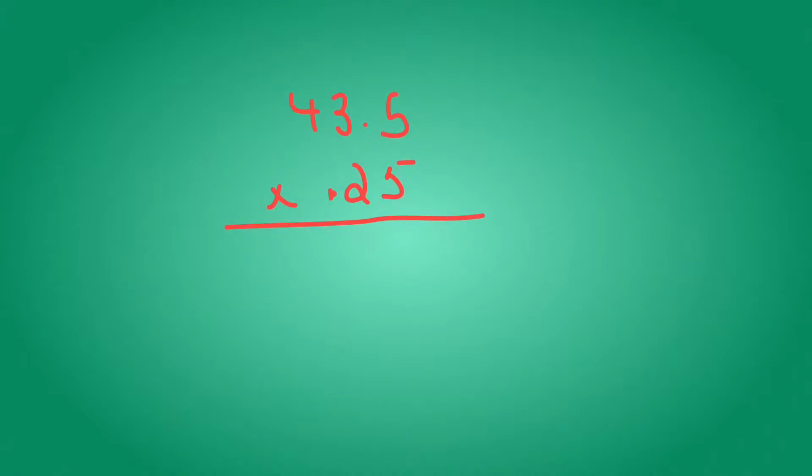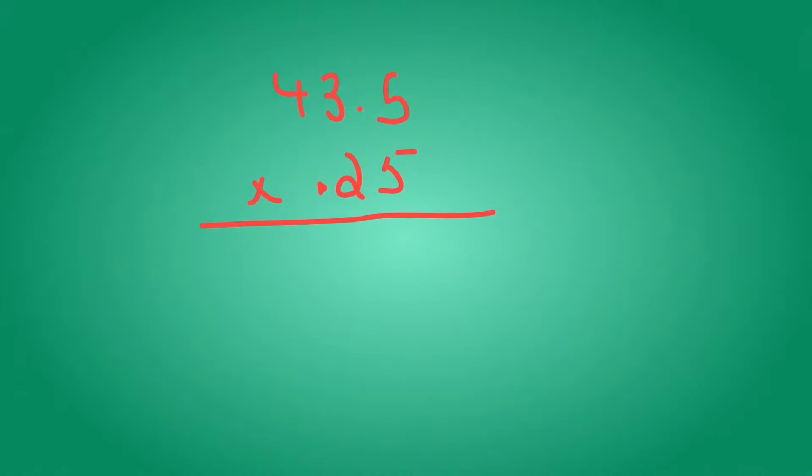Here I have a multiplication problem, 43 and 5/10 times 25 hundredths. Now notice I haven't lined up the decimals. You don't need to do this with multiplication. When we're dealing with decimals, the only time we have to have them lined up is when we add or subtract. So this is just going to be a straight multiplication problem until I get to the end where I have my answer, and then I'm going to put my decimals in.